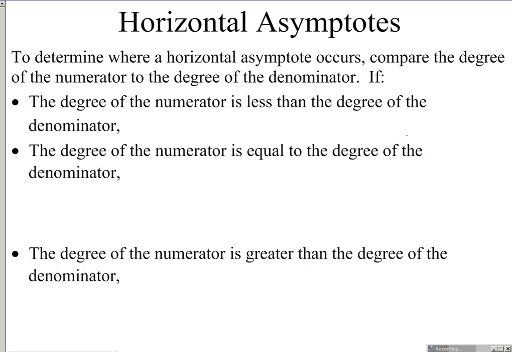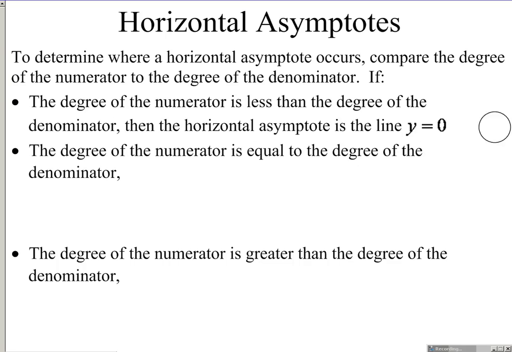Horizontal asymptotes. To determine where a horizontal asymptote occurs, compare the degree of the numerator to the degree of the denominator. When you compare them, one of three things can happen. The degree of the numerator could be less than the degree of the denominator. If that's the case, then the horizontal asymptote will always be the line y equals 0.